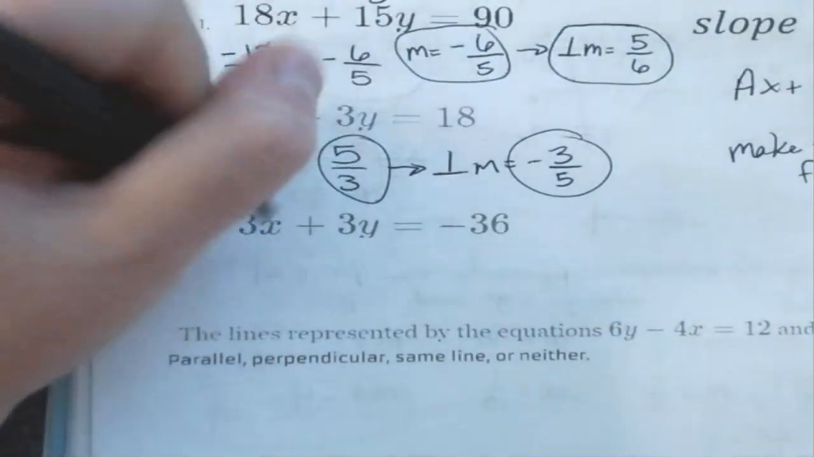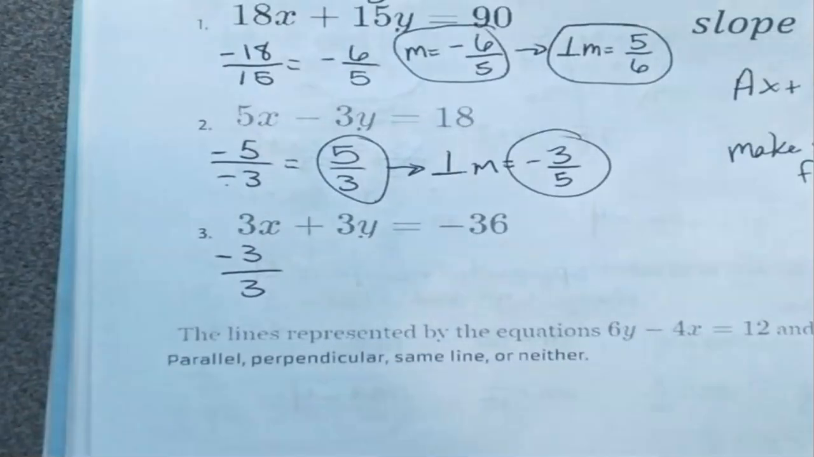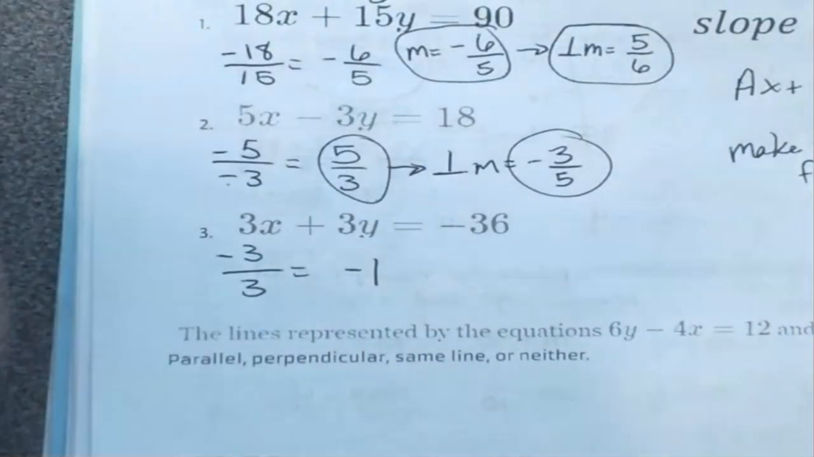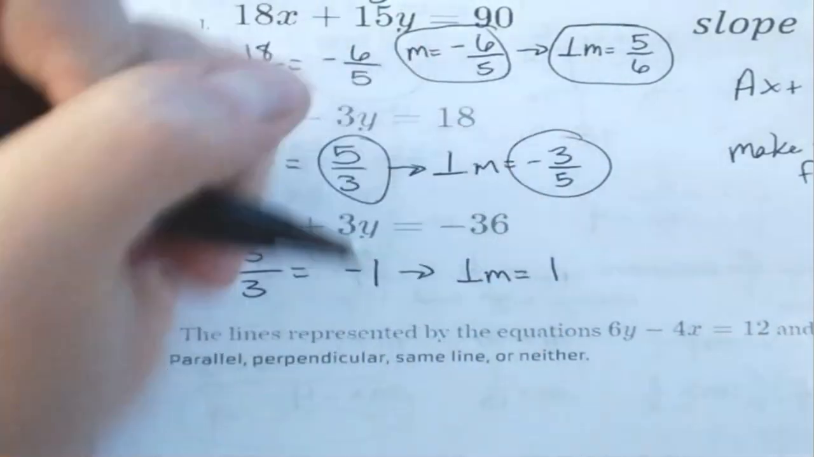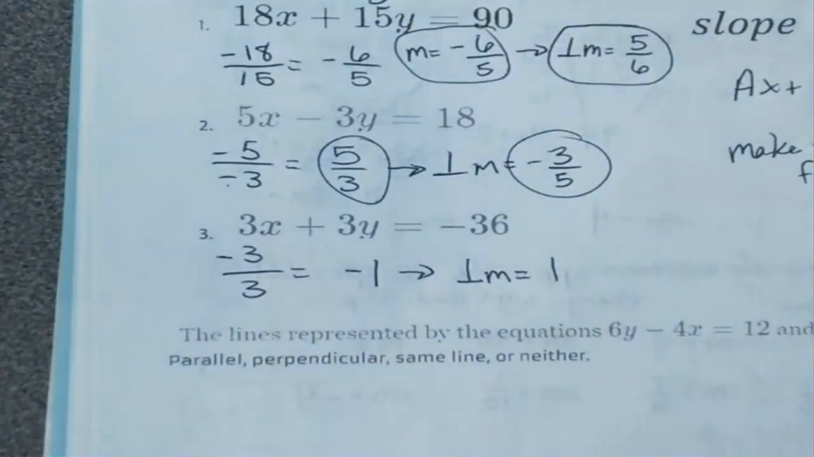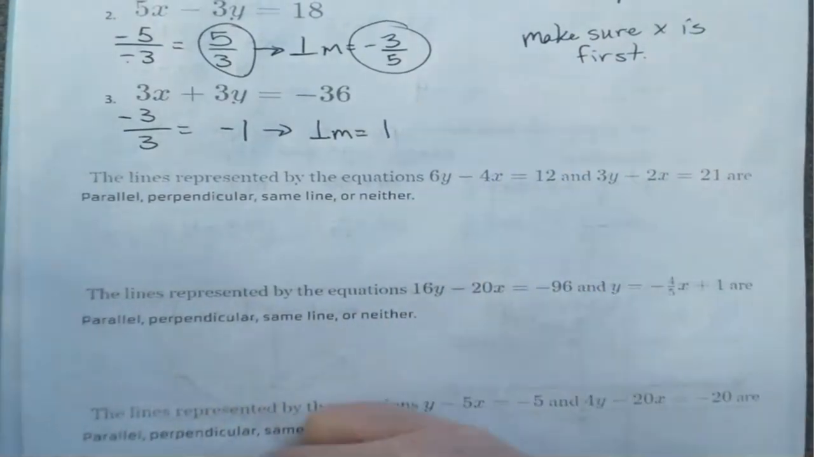Okay? And then this last one is negative 3 over 3. That simplifies to negative 1. So our perpendicular slope would be a positive 1. Okay? All right, so we're going to circle one of these based on these lines.